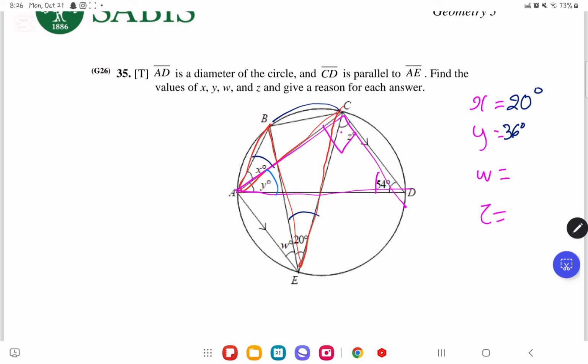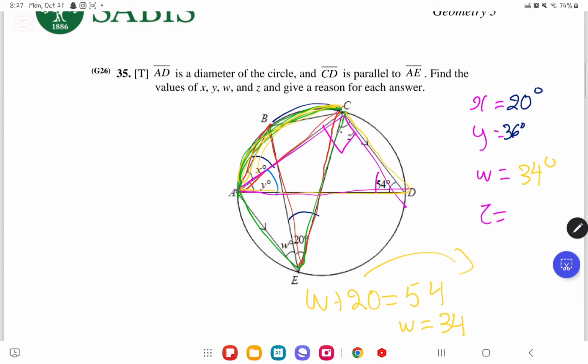Now angle W. To find angle W, actually, if you notice something, I don't know if you guys noticed, but I noticed that if you take this, it will intercept all of this arc in green. And if you take this, it's also intercepting the very same arc. So we can say that W plus 20 is equal to 54. Move 20 to the other side, so W is then equal to 34 degrees.